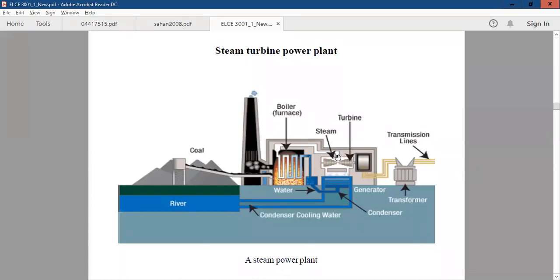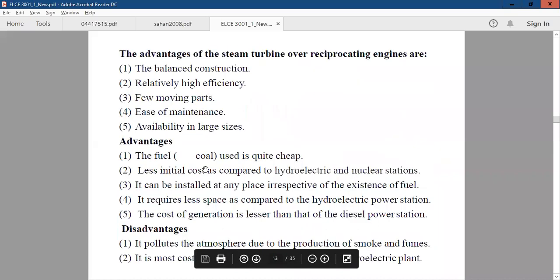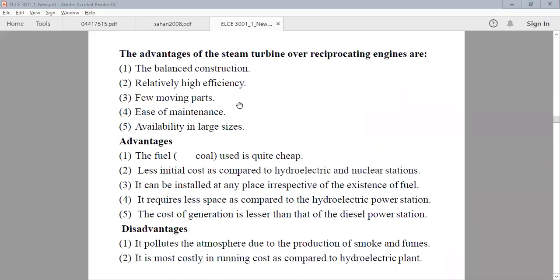Okay, what are the differences between each one of them? Reciprocating engines and steam turbines. For steam turbines, the construction is balanced, with high efficiency and few moving parts. They are easy to maintain and available in very large sizes.